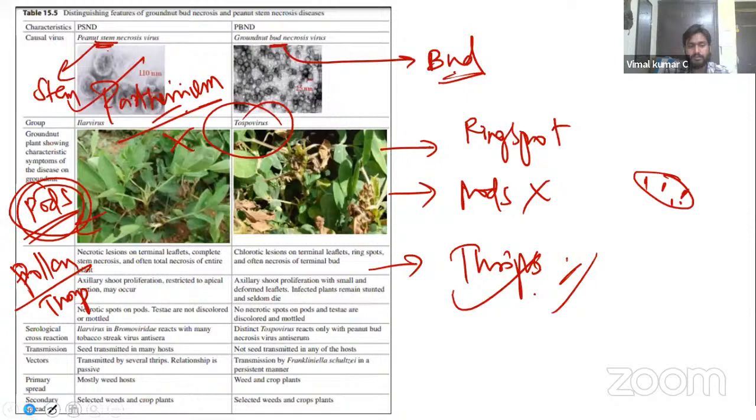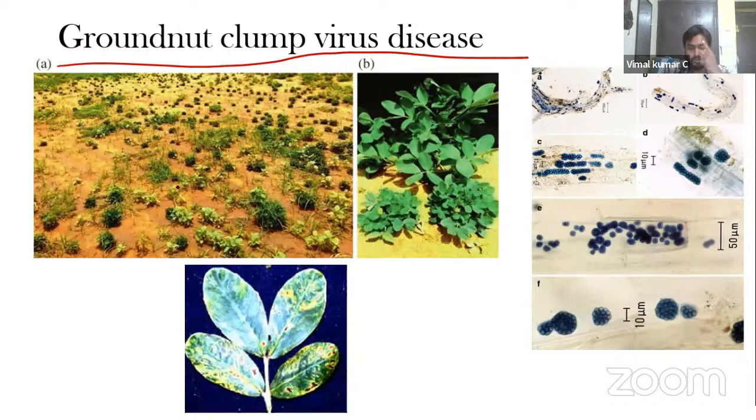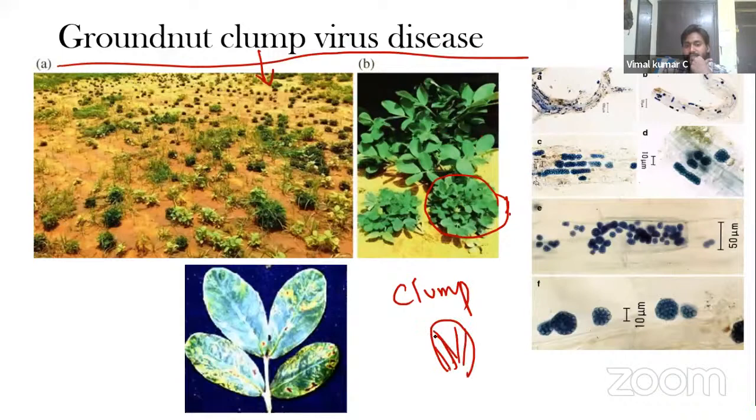Then coming to the next disease, that is groundnut clump virus disease. As the name indicates, clump means the healthy plant, as the entire plant will become a ball-like structure. The entire plant becomes a clump, so you can't differentiate it easily. That's why the name clump virus has been given, and it is transmitted by Polymyxa graminis.